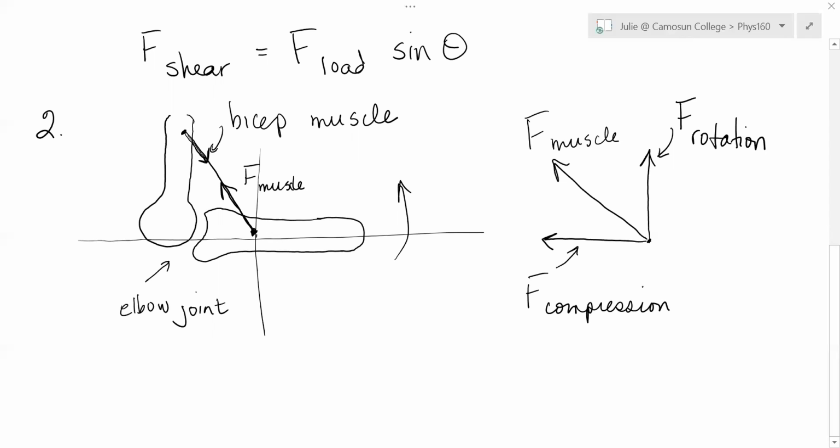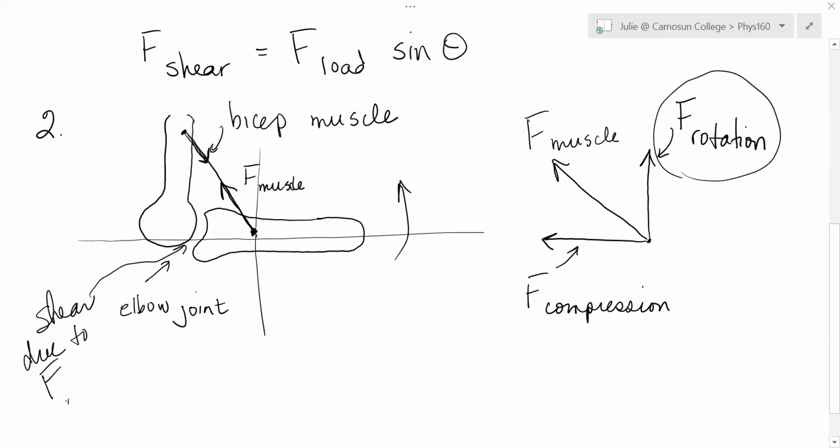Now, of course, there's also shear from this rotational component. It's also trying to pull this forearm up away from the joint. And that shear that's happening in this joint would be due to F rotation. Well, that's the job of your ligaments, to counteract that shear and make sure your arm doesn't fall off.